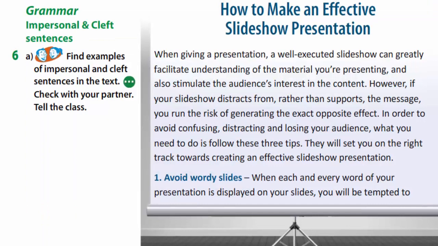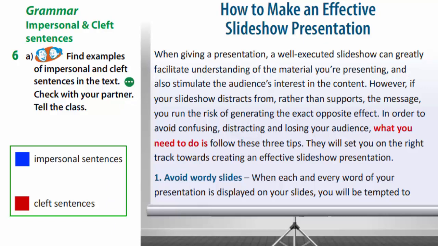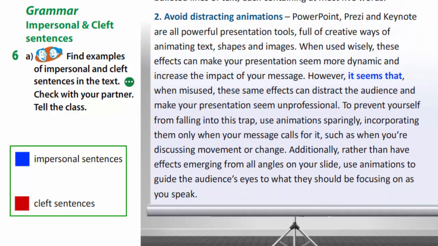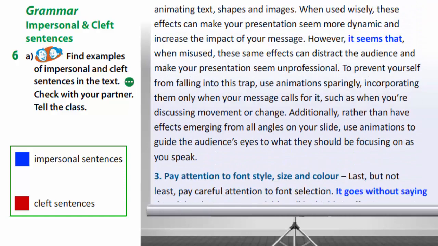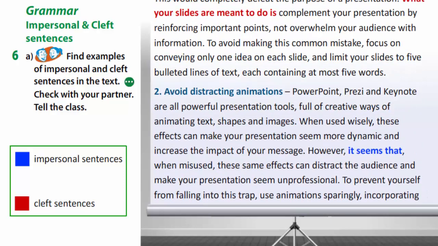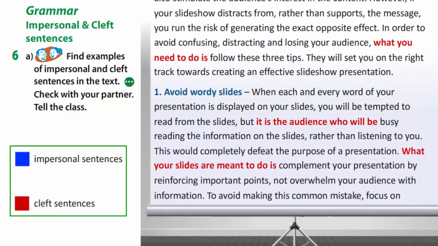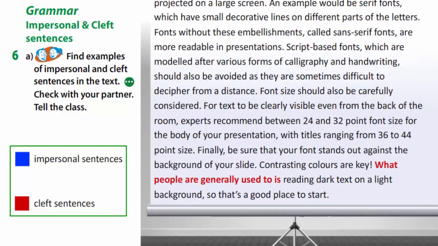In exercise 6, you are to find examples of impersonal and cleft sentences in the text. Let's check. Impersonal sentences are: it seems that, it goes without saying. And cleft sentences are: what you need to do is, it is the audience who will be, what your slides are meant to do is, what people are generally used to is.